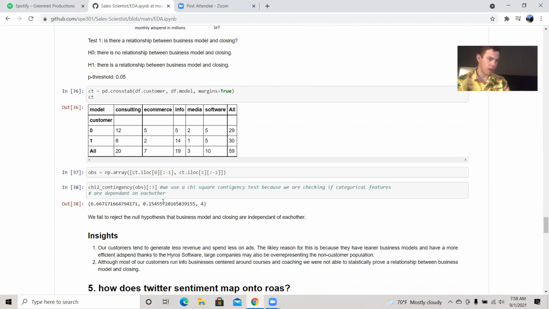And we had to accept the null hypothesis. We were not able to reject it. So there doesn't seem to be much statistically proven difference between business model and whether or not they purchased the product. However, this product is actually most tailored towards info businesses that sell coaching services or courses and things like that.